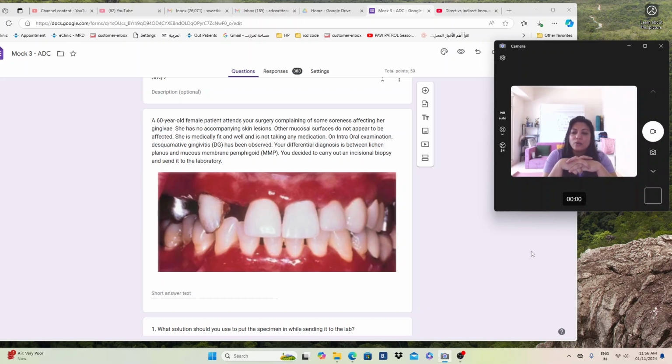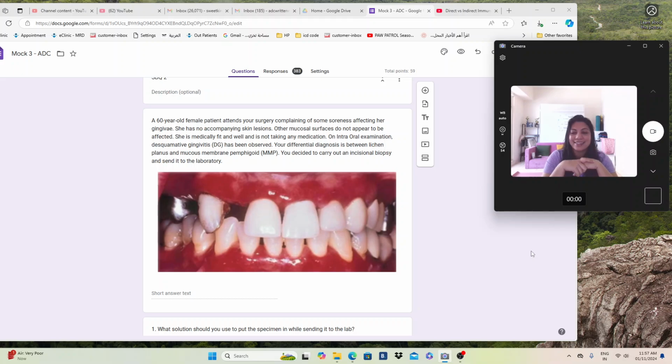A 60-year-old female patient attends your surgery. 60, like pretty old. But 60s is the new 40s nowadays. You don't find 60-year-olds looking like 60-year-olds that they used to. They look like they are 30s or 40s, man.